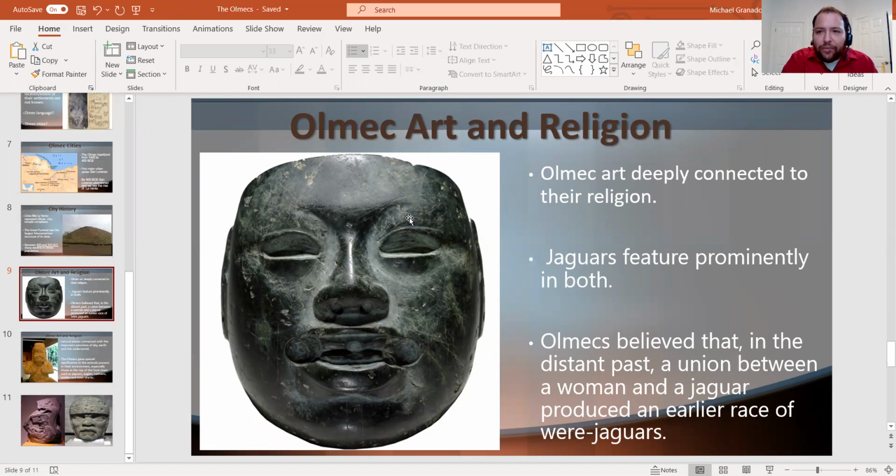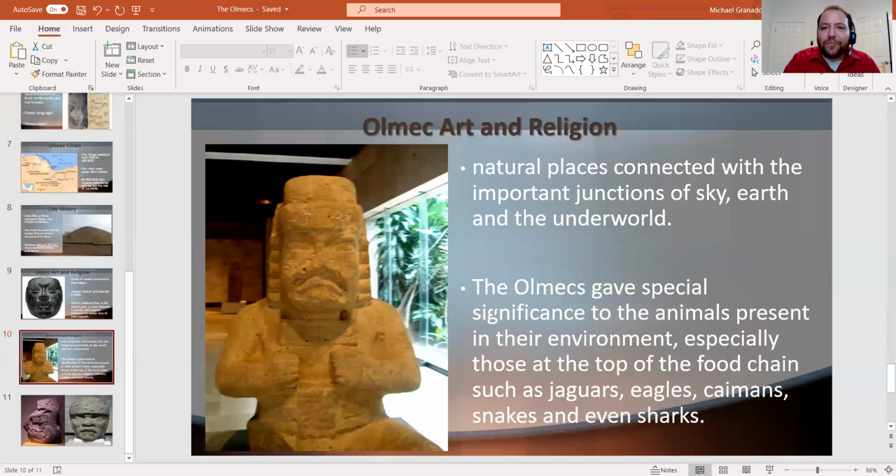And this is what we have an example of here. This is an intermixing of a jaguar and a human called a were-jaguar, kind of like the werewolf, right? This is a were-jaguar. You see kind of the teeth represented here. These combinations of peoples and animals also feature in what we believe to be Olmec mythology, the belief that animals and humans were once kind of connected, that we see here with the were-jaguar, for example.